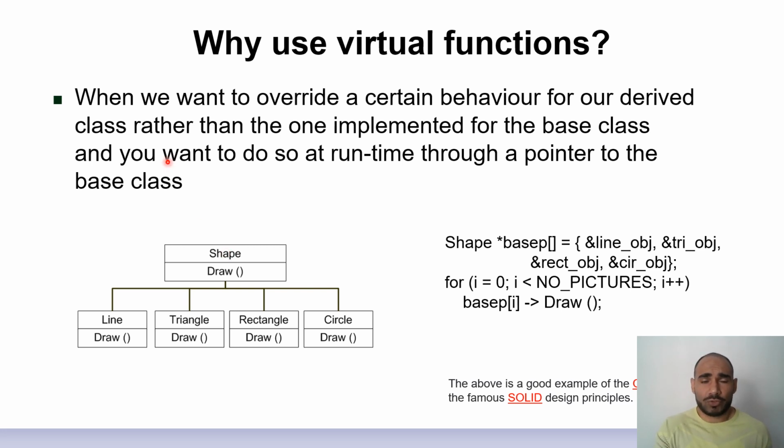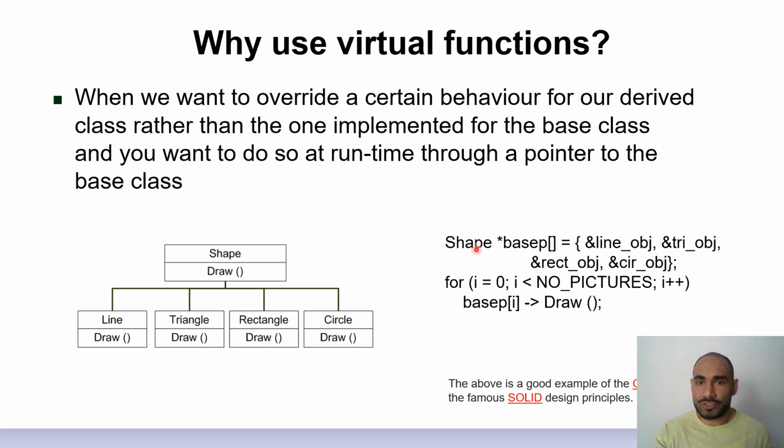Okay, so what happens when we want to override a certain behavior for our derived class? So we are overriding this draw method in the derived classes rather than the one implemented for the base class. Means we're talking about the draw method, and you want to do so at runtime through a pointer to the base class. What does that mean? Let's see an example.